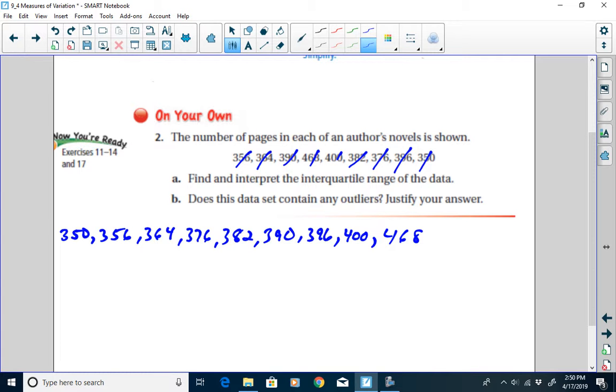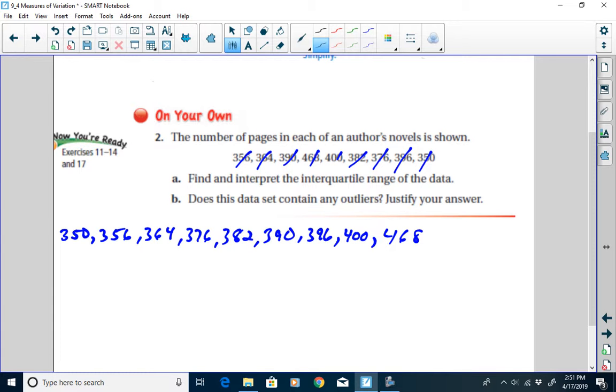Now, if we're just using our eye test, it looks like 468 might be an outlier, but is it that much greater than all of the other items? I don't know. Maybe. That's the eye test that we've been using up to this point to determine an outlier. It's definitely more than all the other items, but is it that much more? I don't know. But now we have a formula that we can use to determine if that's an outlier or not. And we just have to make sure we follow these steps.